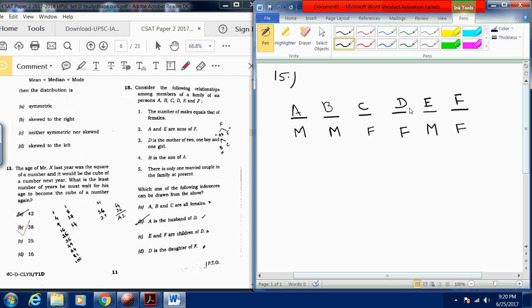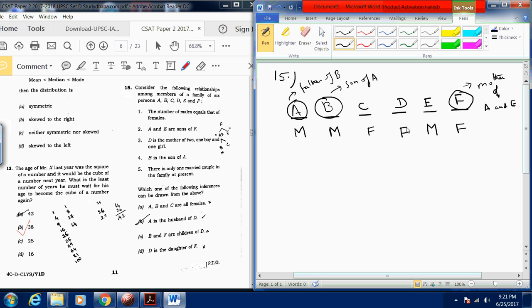Now, since A and E are sons of F, so F is the mother of A and E, since she is a female. D is the mother of 2, 1 boy and 1 girl. B is the son of A, so A is the father of B.